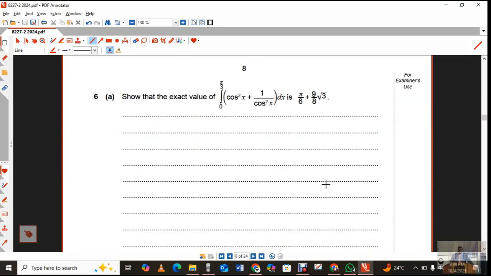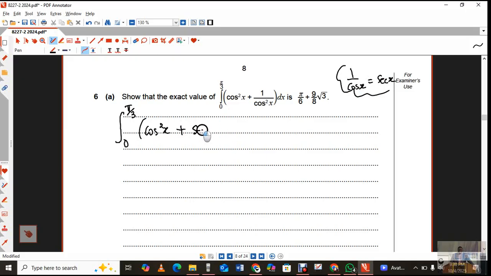Show that the exact value of that integral is equal to all of that. Now, there are a lot of things that I expect you to know, right? So I'm looking at a few of them. First of all, I'm going to rewrite, so that's from 0 to pi over 3, and I have cos square x plus 1 over cos, and here's the thing that you need to know. 1 over cos x is the same as sec x. Really important that you know. So this is the same then as sec square x dx. So I'm doing the left-hand side.